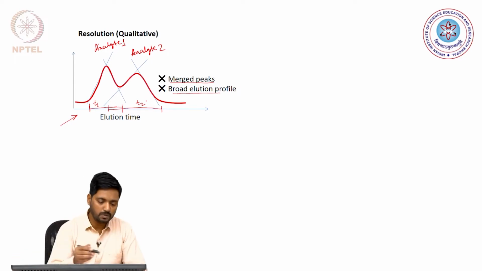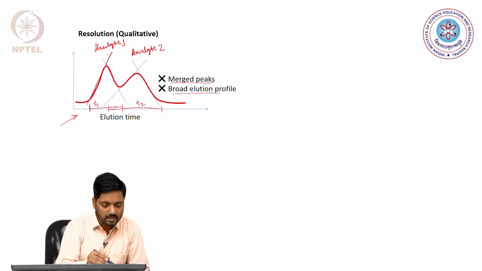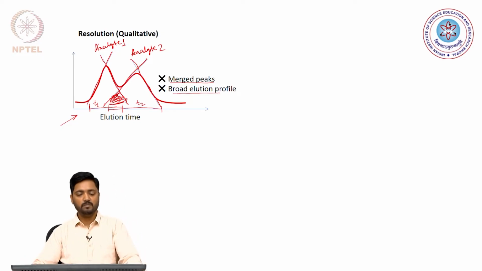And what I have also drawn are these tangents to show you how there is merging of peaks. In this region we have a significant mixing of the two analytes, and I have shaded that region for you, and this obviously is not a very good scenario because we are not able to separate out the analytes that we intended to separate. A very simple solution to this would be to either reduce the flow rate or increase the column length.